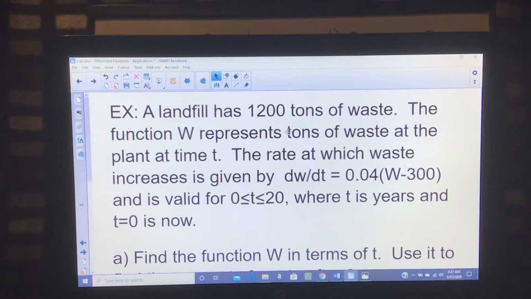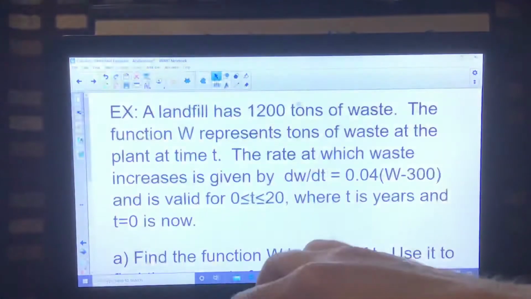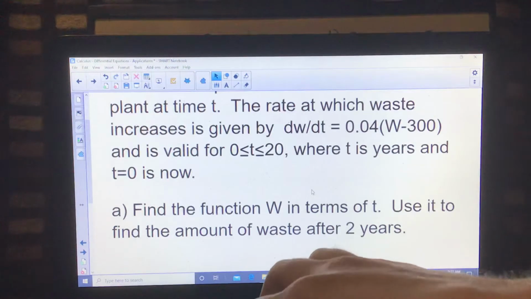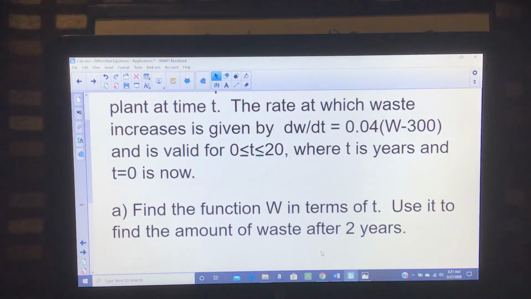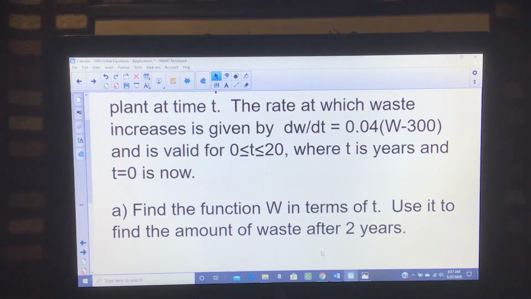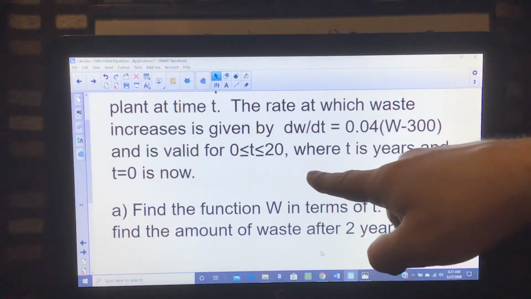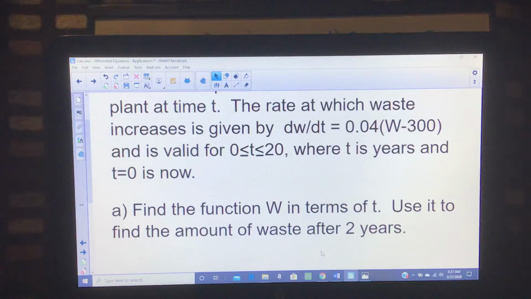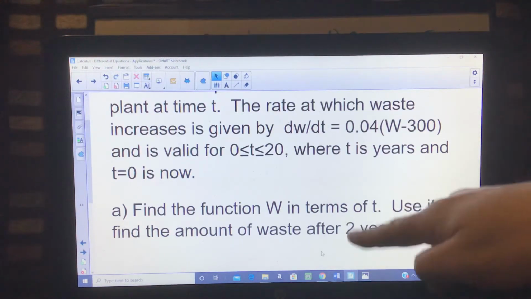All right, so there are 3 questions. The first one is straightforward. It basically is asking us to solve that differential equation. W is the amount of waste, but we don't have W in terms of t. So we don't have W by itself and represented as a bunch of t's. So we want to find the function W in terms of t, and we want to use it to find the amount of waste after 2 years. So overall, we need to take that differential equation and solve it. When we solve it, we'll get W equals something in t, and we'll be able to use it to get how much waste there is after 2 years.